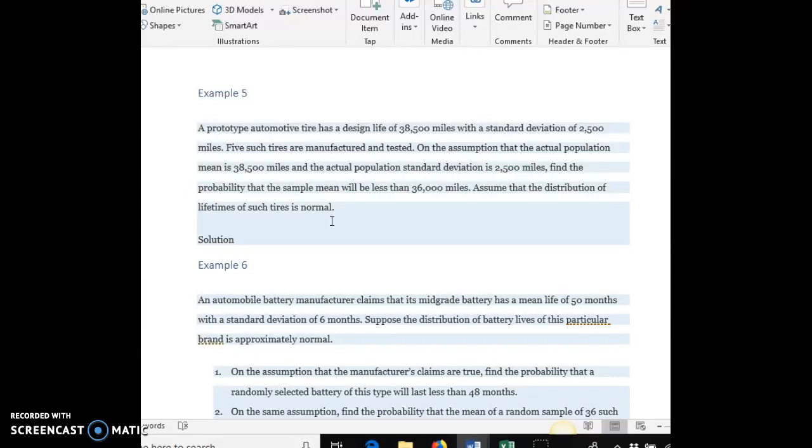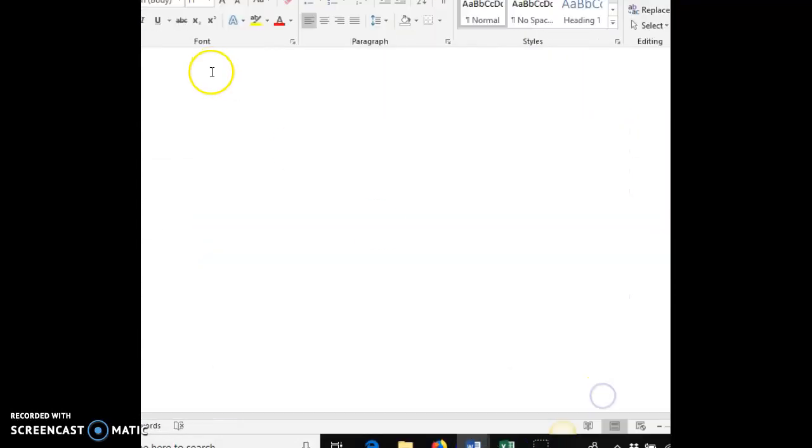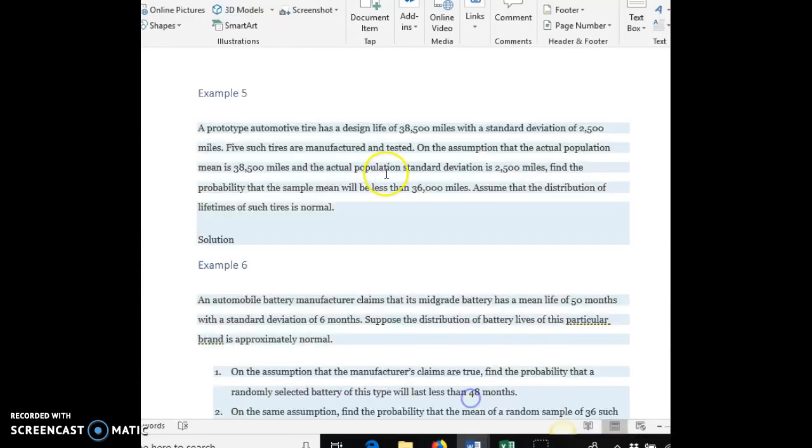So that's very important. All right, so let's go ahead first of all and get the mean of the sample mean and the standard deviation of the sample mean. So, let me get that stuff off the page here, so we're not looking at it. All right, so the mean of x bar. Recall that's the same as our population mean. So if we look back at our example, that is 38,500.